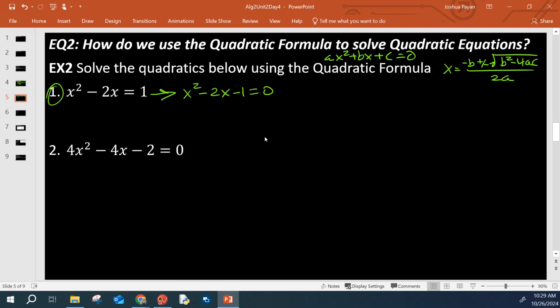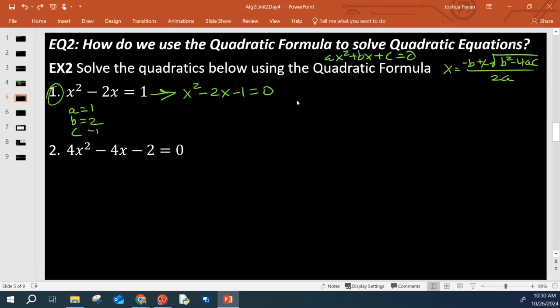Next thing we're going to want to do, especially if you're new to using the quadratic formula, you always want to take the time to write out just what a, b, and c are. a in this case is going to be 1, right? There's no coefficient for the x squared, so it's understood to be a 1. b is going to be negative 2. This guy here is b. And c is going to be this negative 1. And now we're just going to plug into the quadratic formula accordingly.